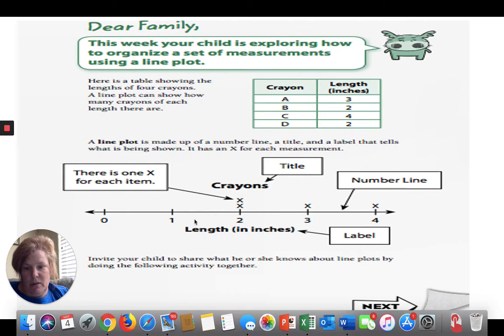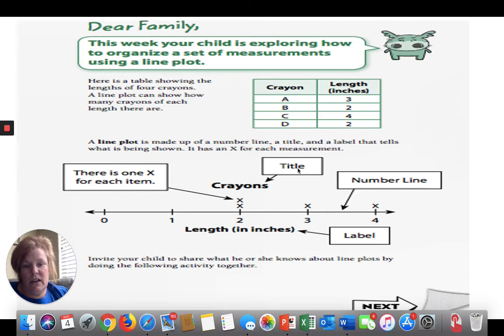And they made a line plot here. If you read this, it tells you about the line plot as well. There is an X for each of them. So this right here is your inches that go across. We have 1 inch, 2 inches, 3 inches, and 4 inches. And the X's stand for how many crayons they used. They used 2 of the crayons, which is D and B. There's two X's, 2 crayons measured 2 inches. 1 crayon measured 3 inches, and 1 crayon measured 4 inches.